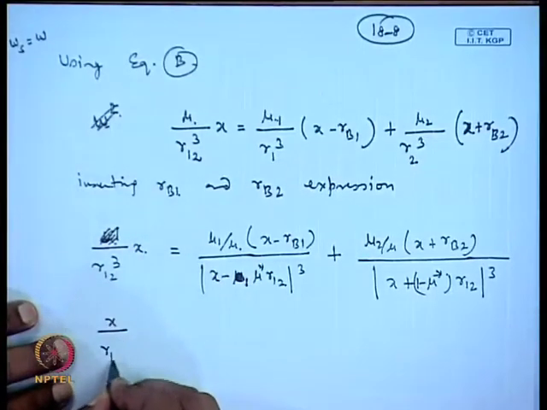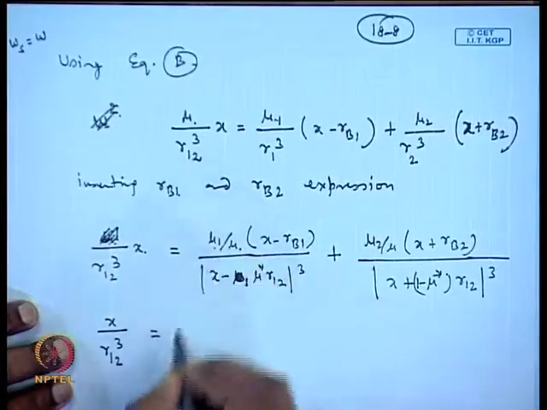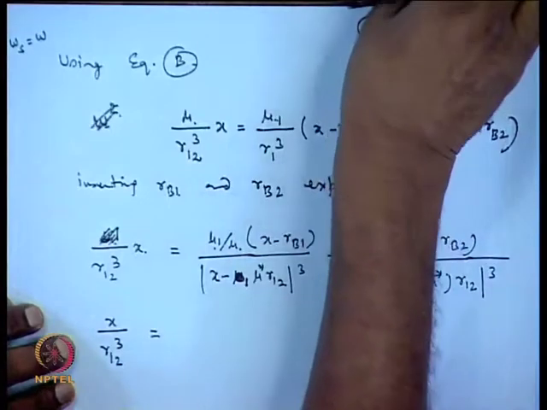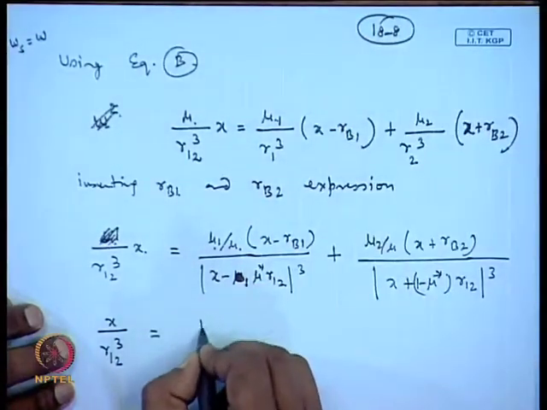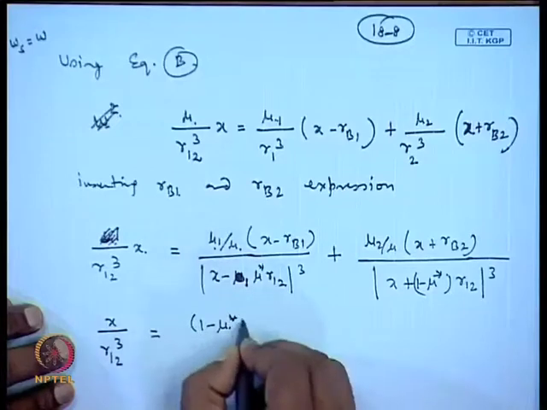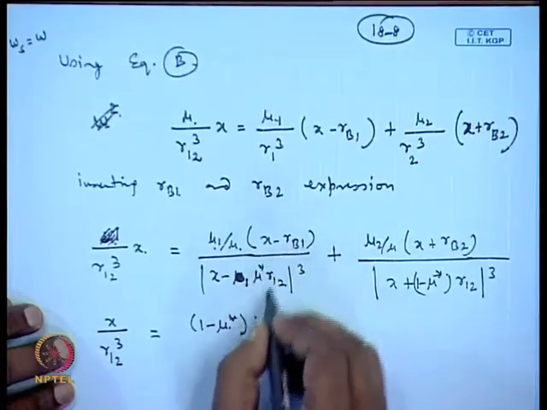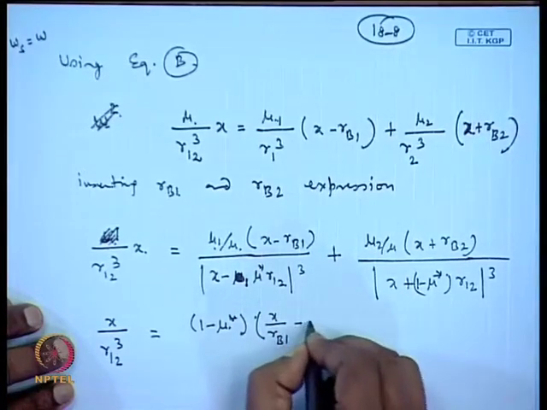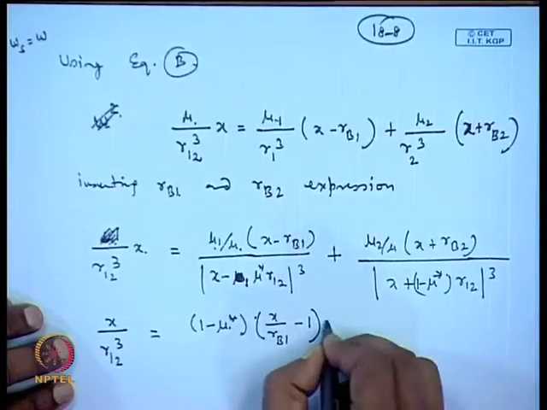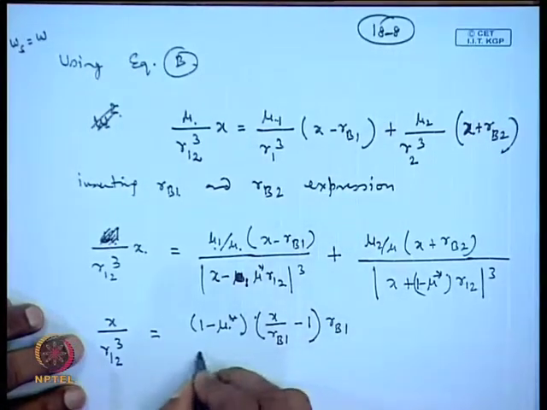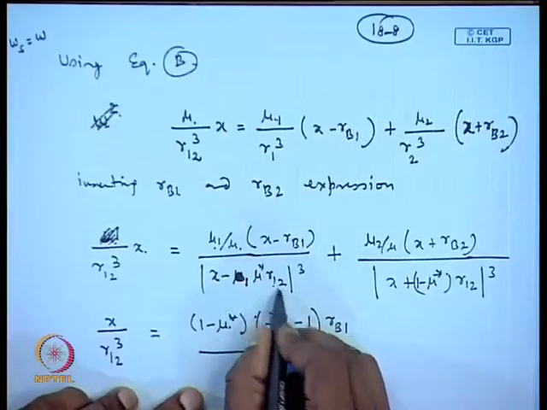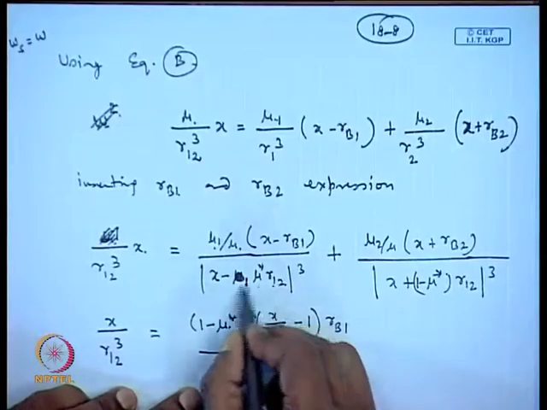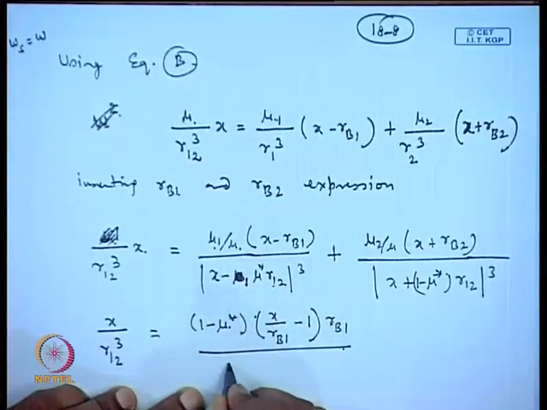So, now look into this. This we can replace as mu 1 by mu, which we have written as 1 minus mu star. So, this gets 1 minus mu star, and r b 1 we can take common from this place. So, this will become x by r b 1 minus 1, okay, and r b 1 we can write outside. From here also, because r 1 2 is the magnitude of the distance between the point 1 and 2, therefore, this can be taken outside of the modulus sign.